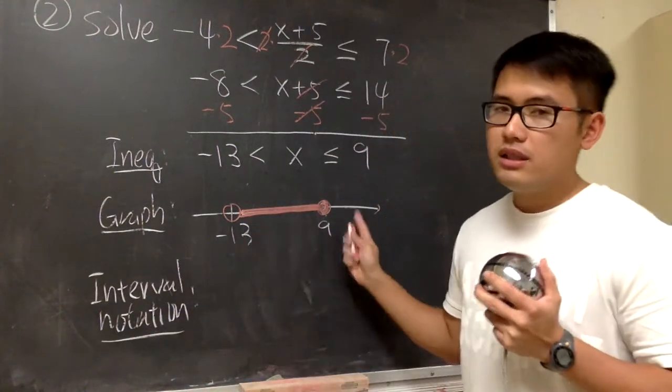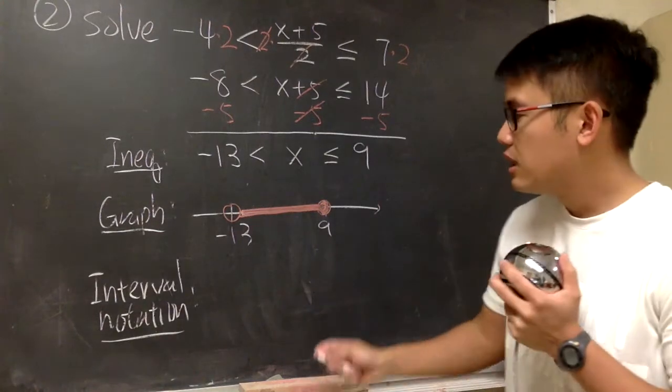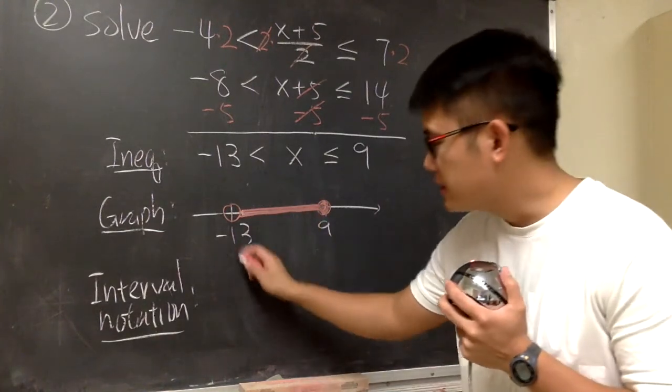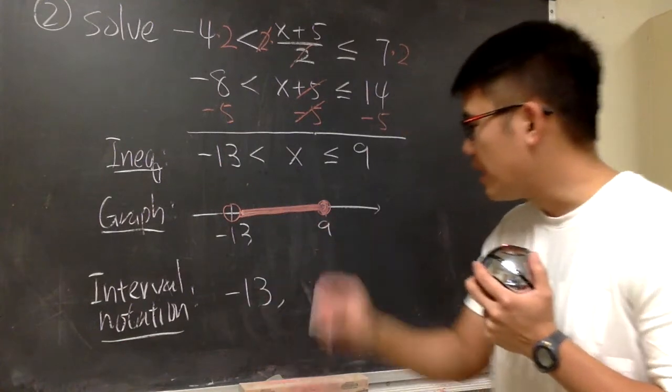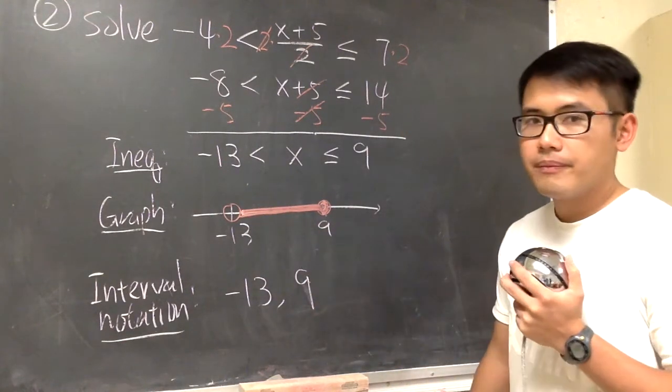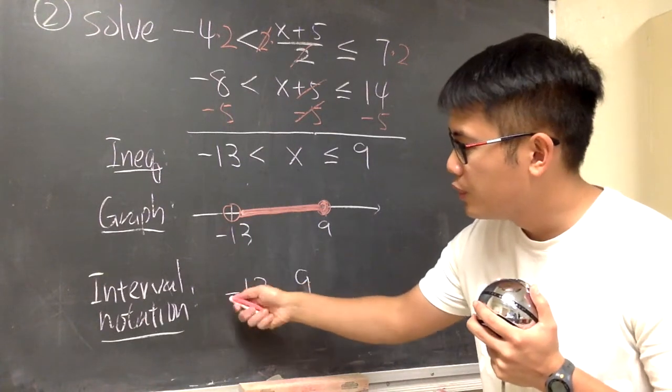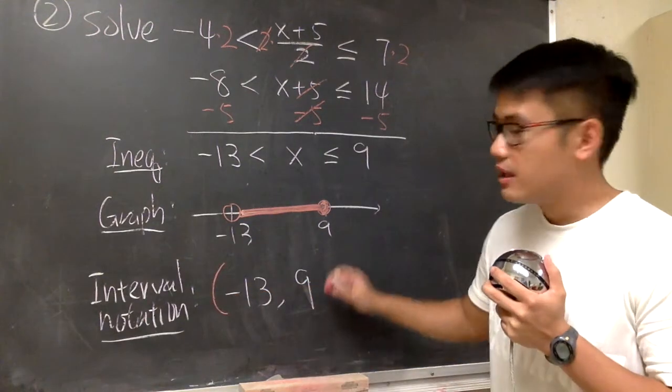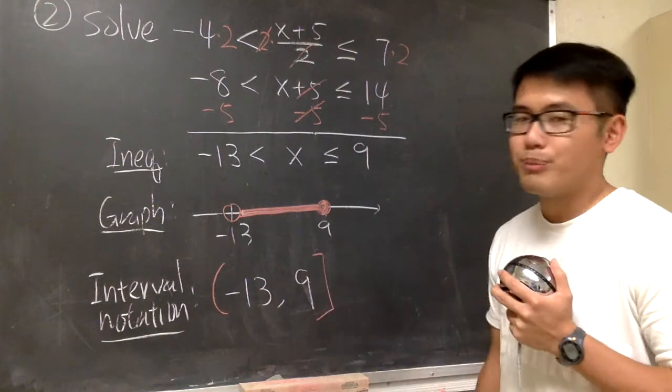And we only have this interval, and we have two ends. First, put down the smaller number, which is negative 13, and then comma. Here we have the positive 9 for the bigger end, right? Open circle, we use regular parentheses. Closed circle, we use a square bracket.